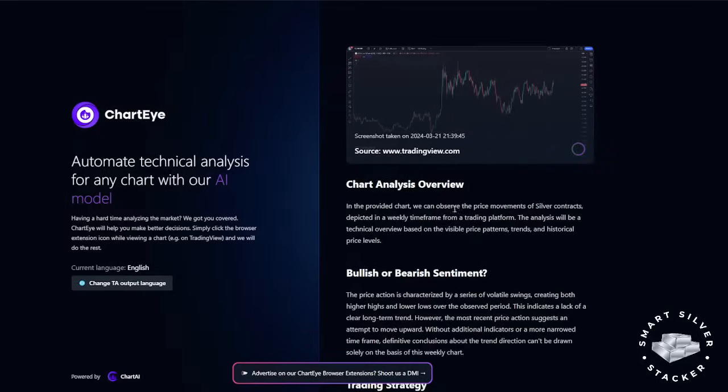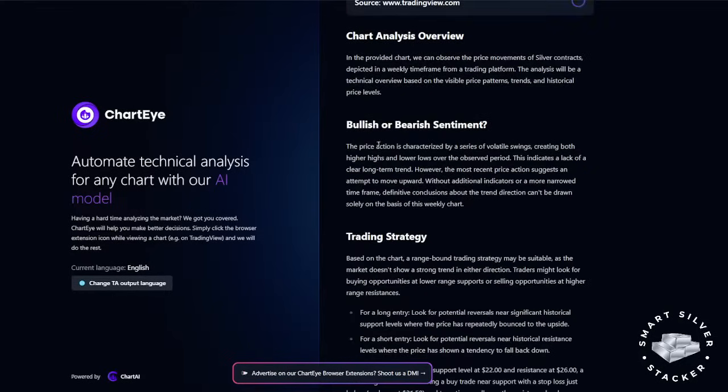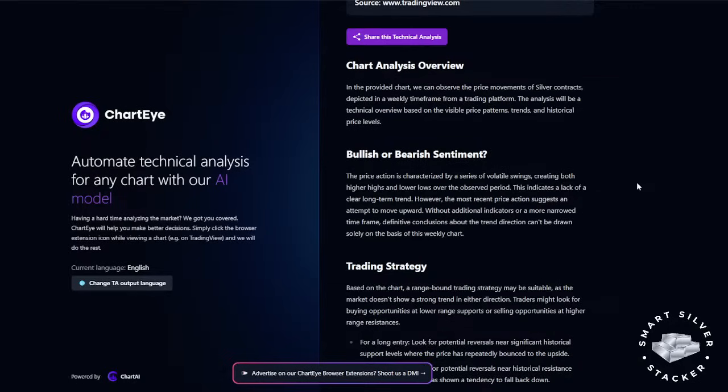It says, in the provided chart, we can observe the price movements of silver contracts depicted in a weekly time frame from a trading platform. The analysis will be a technical overview based on the visible price patterns, trends, and historical price levels. Bullish or bearish sentiment. And again, this is the short-term silver chart, going back to about 2018 or so, about 6 years. Shorter term than the last one, kind of an intermediate term chart, I guess you might say.